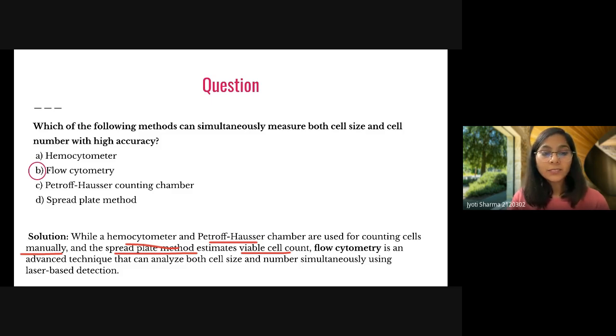So the answer that you gave me, C, is also a method to measure cell size and cell number, but this is a manual method. But the question is with high accuracy, and for high accuracy we will use flow cytometry. So your answer was right, but you just need to see whether it is with high accuracy or low accuracy. If it is with high accuracy, then we will go with flow cytometry.